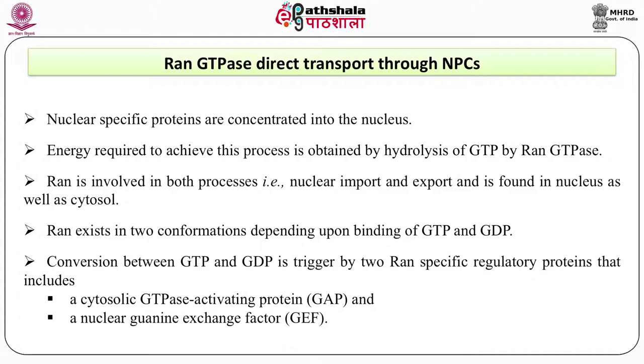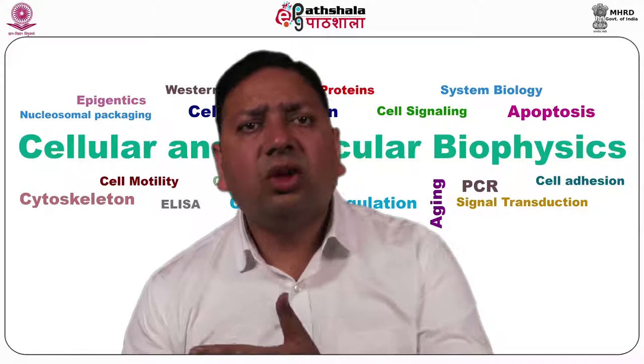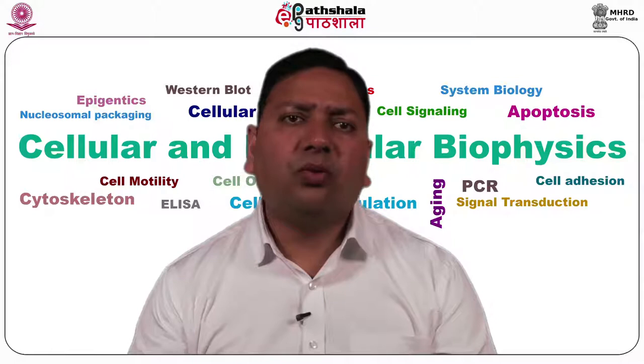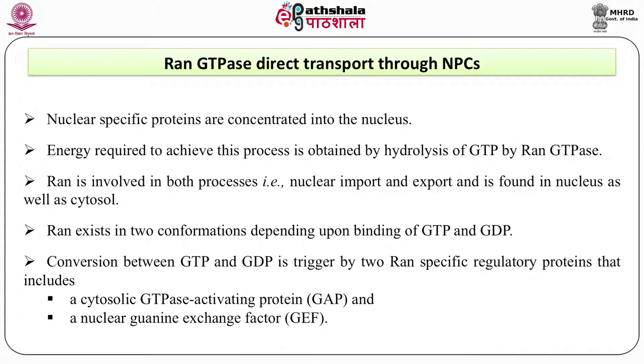RAN is essential for the translocation of RNA and protein through the nuclear pore complexes. Similar to other GTPases, RAN also exists in two conformations depending upon binding of GTP and GDP. Conversion between GTP and GDP is triggered by two RAN-specific regulatory proteins that include the cytosolic GTPase activating protein, which we call GAP, and a nuclear guanine exchange factor, which we call GEF.